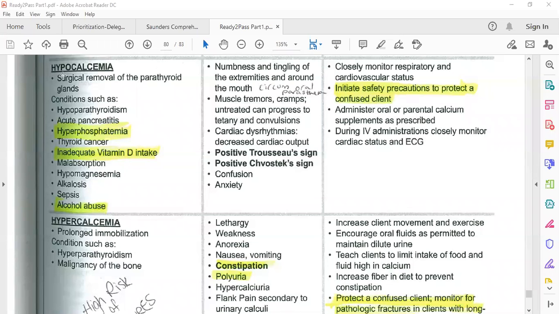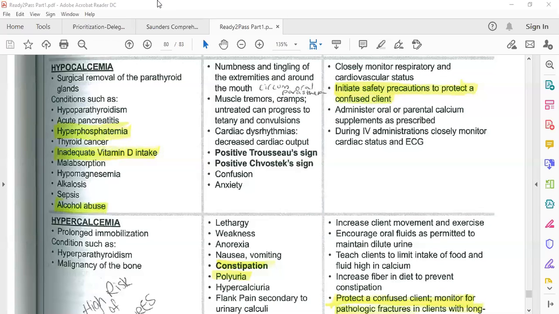Let's focus on hypocalcemia. First of all, we are going to talk about the normal functions of calcium in the body. What are the foods rich in calcium? We have to know what the signs of hypercalcemia are, what the signs of hypocalcemia are, and also what the normal level of calcium is.